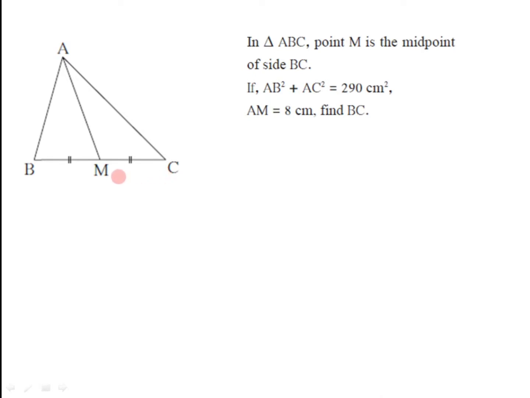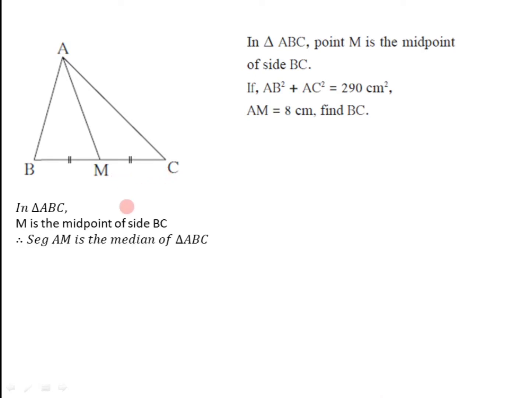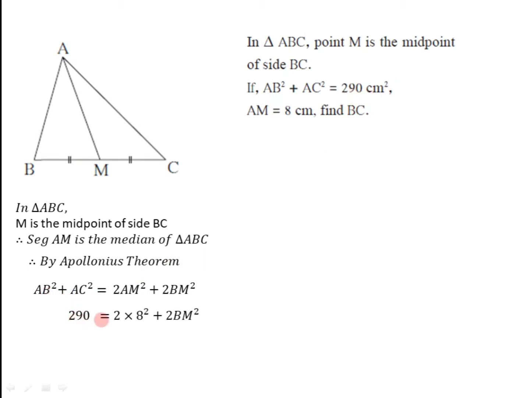So as in this question median is given, we can use the Apollonius theorem. So here in this diagram, M is a midpoint, that's why segment AM is the median of triangle ABC. That's why we can use the Apollonius theorem. By this theorem we can write AB square plus AC square is equal to 2 into median square, that is 2 into AM square plus 2 into BM square. Now here we have the value of expression AB square plus AC square, that is 290. We'll replace here 290 is equal to 2 into AM square, that is 2 into the length of AM is given to be 8, that's why 8 square plus 2 BM square.